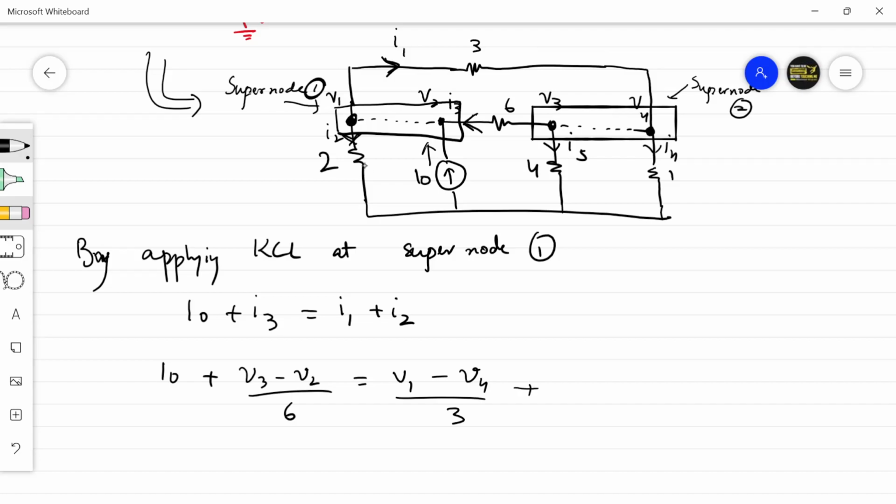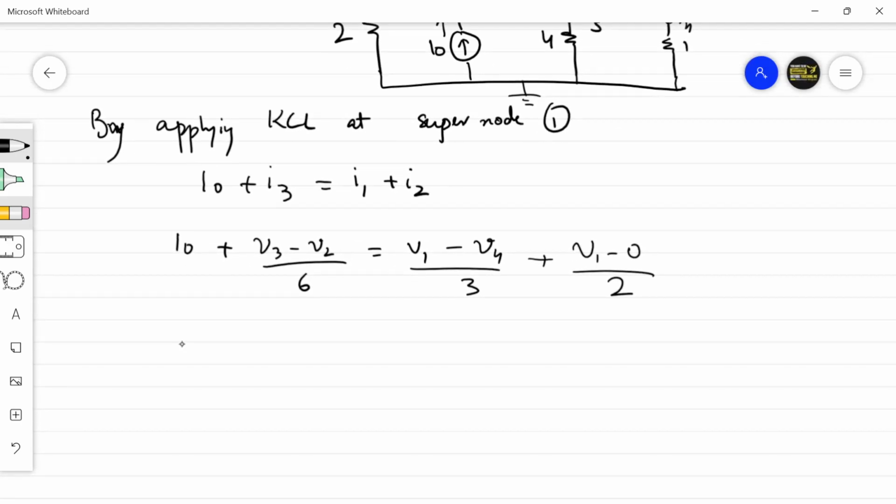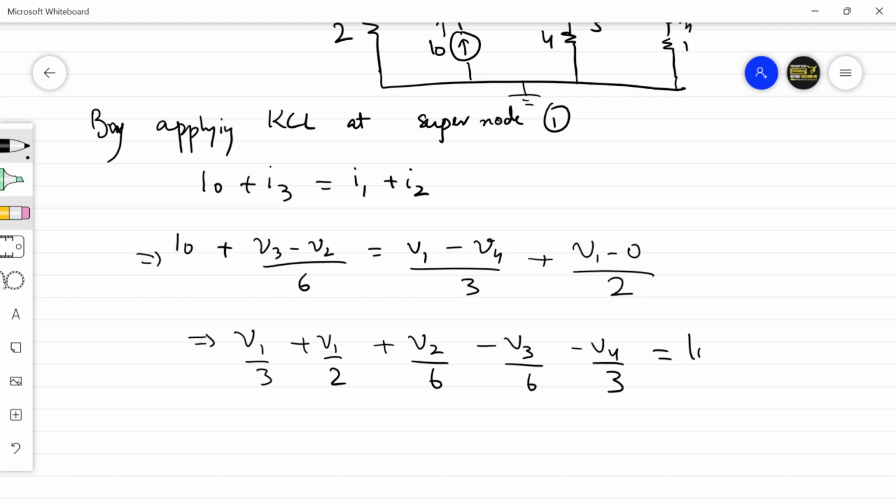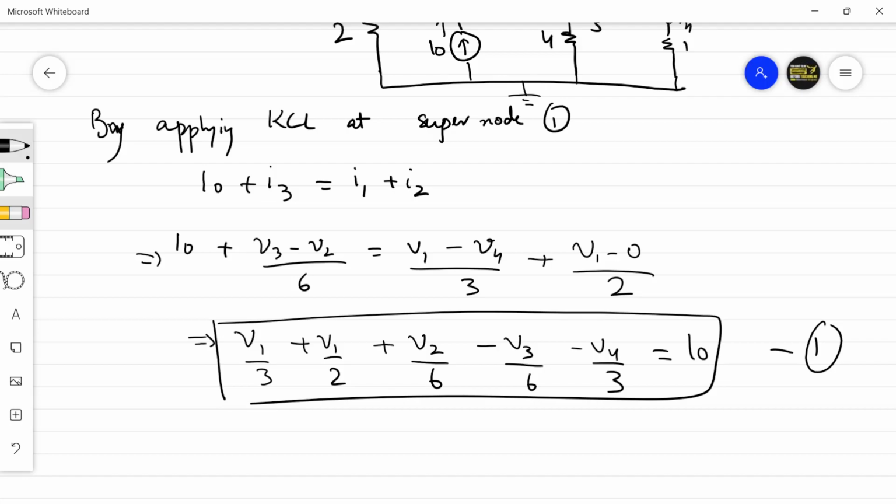plus I2. I2 is the current that's coming from a potential of V1 to the reference node, V1 minus 0 divided by a resistance of 2 ohms. So you have V1 by 3 plus V1 by 2 plus V2 by 6 minus V3 by 6 minus V4 by 3 equal to 10. So this is equation number 1. So we have found one equation by applying KCL at supernode 1.